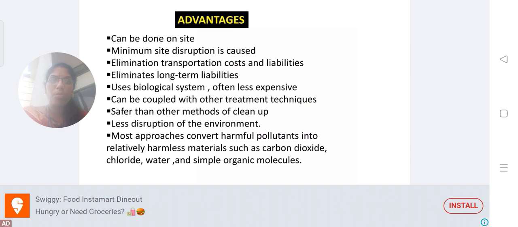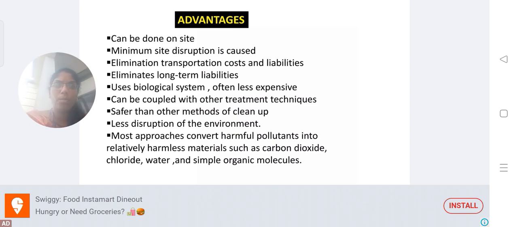It can be coupled with other treatment techniques. It is easily coupled with biotreatment for the other techniques also. And nowadays biotreatment is used for all purposes. Simply, we don't disturb any part or structure, and we easily recover the unhealthy condition. So that's why it is rapidly increasing. It is safer than the other methods of cleanup, with less destruction of the environment.